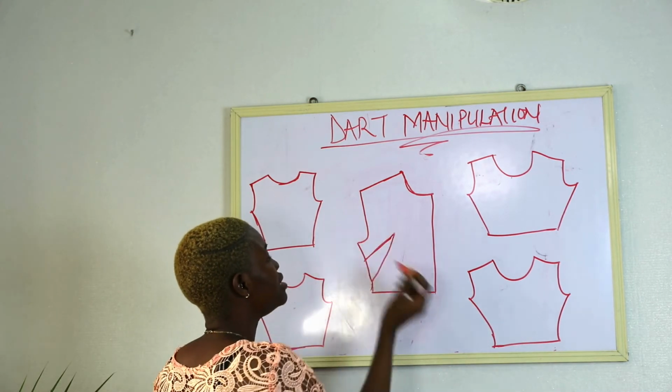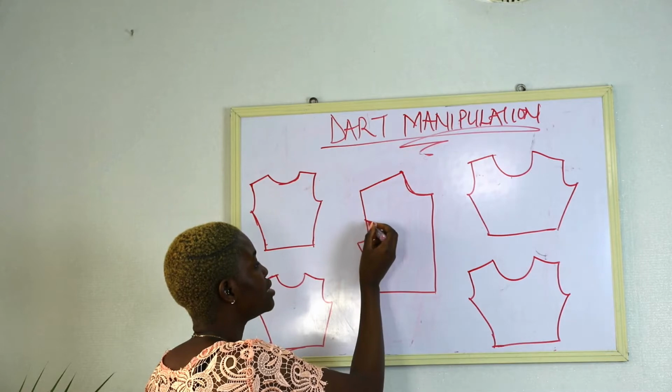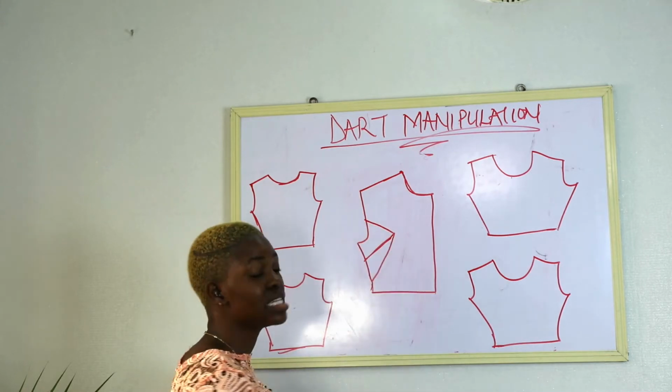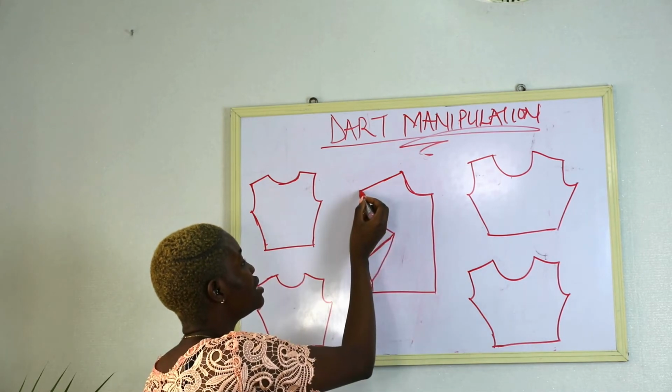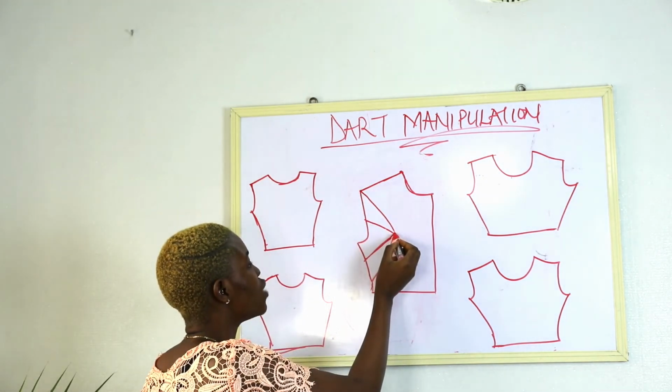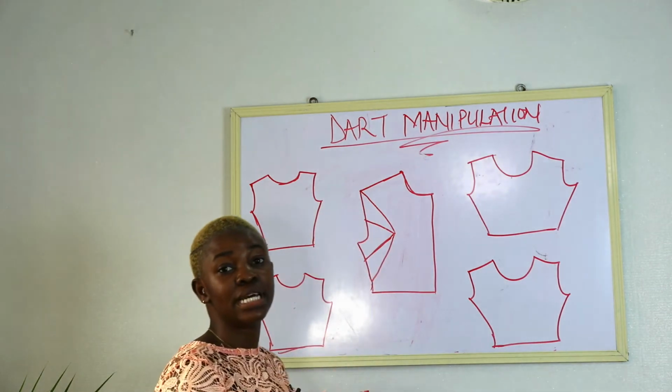I can also place my dart on the mid armhole like this to hit the bust point, and that is called the armhole dart. I can also place my dart to hit the tip of my shoulder this way, and that is called shoulder tip dart.